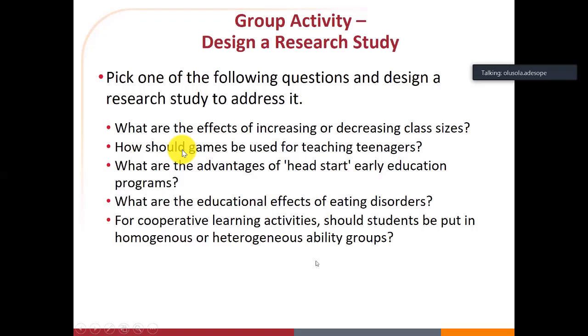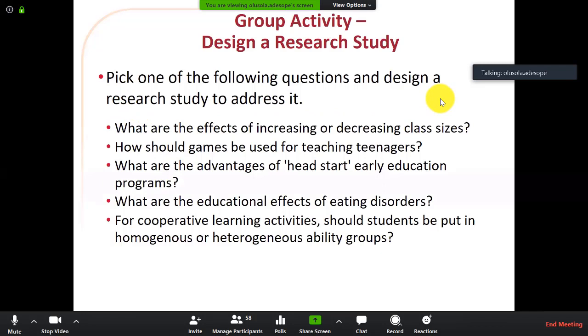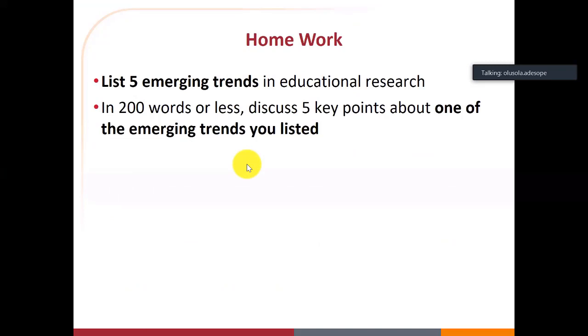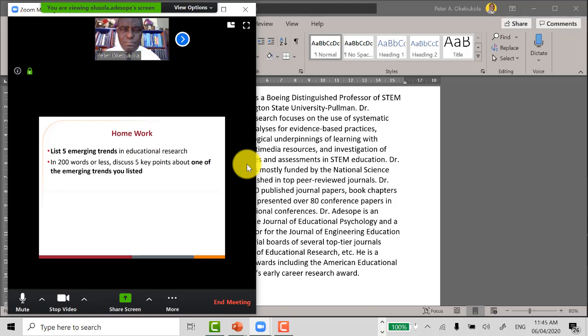Think about during this week, pick one of these research questions and design a research study to address it. You don't have to be extensive, even if it's just one paragraph. State my research question, my dependent variable, independent variable, and so on. Think about all of these factors as you design your study. Another homework is to list five emerging trends in educational research, and in 200 words or less, discuss five key points about one of the emerging trends that you listed.